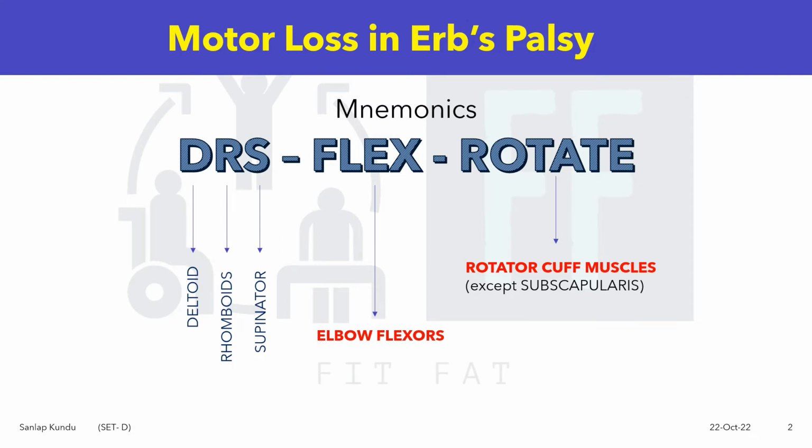Now as subscapularis is not involved, shoulder internal rotation is possible. But external rotators are completely involved, so external rotation is not possible. Now from this we can get an idea what muscles are weak. So the opposite group of muscles are strong, and that makes the deformity in Erb's palsy.